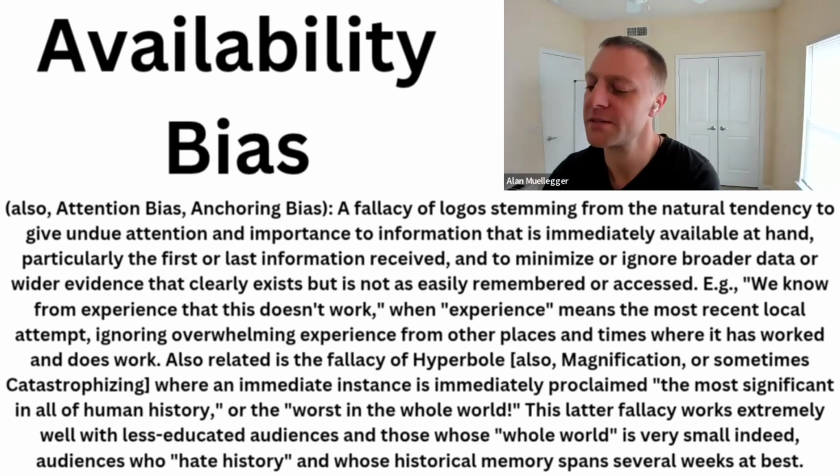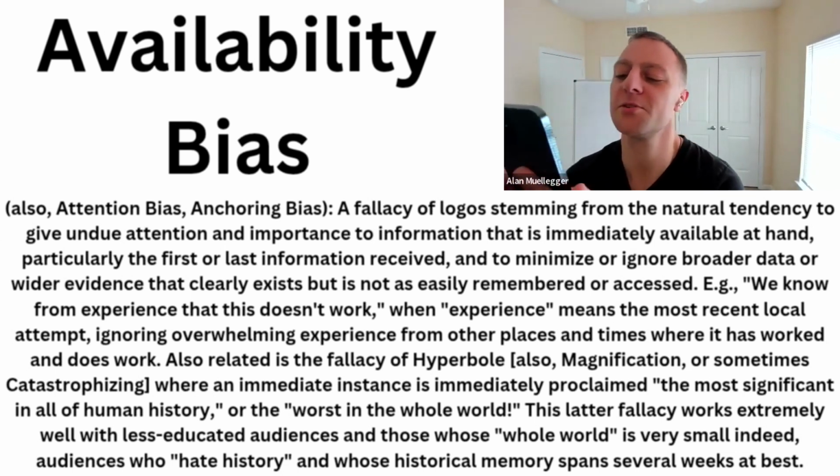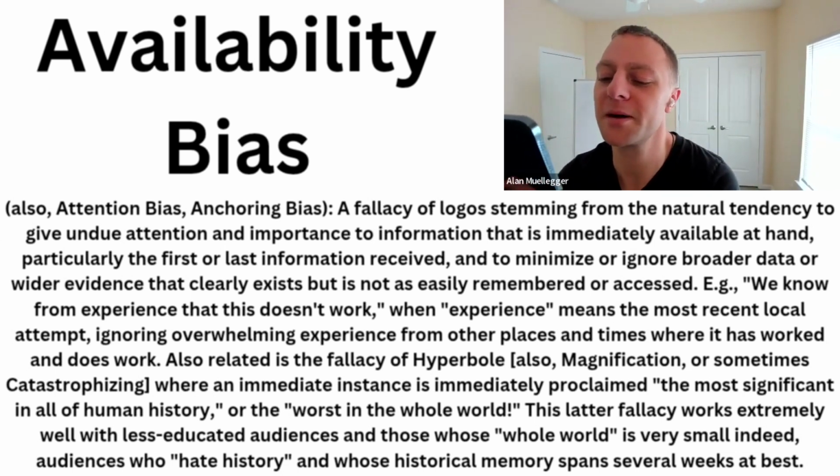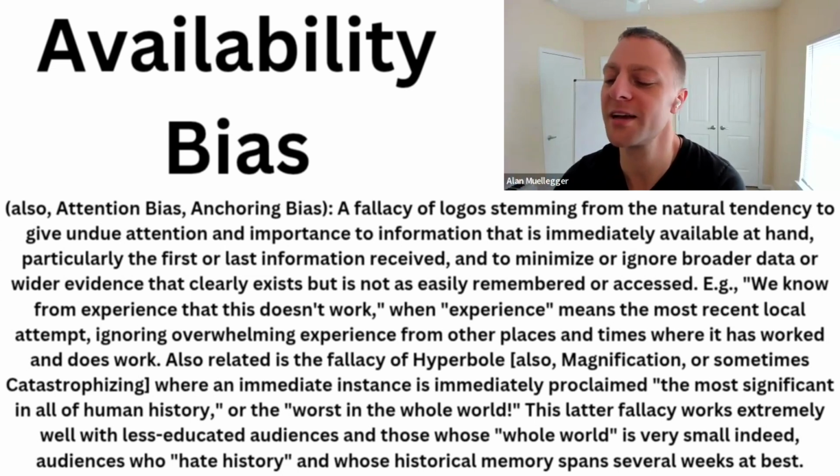Number 22 is availability bias, also attention bias and anchoring bias. These are two, attention and anchoring. I don't know what those are in terms of the biases, but in my line of work, holding attention and anchoring things is very necessary. So curious about those two.